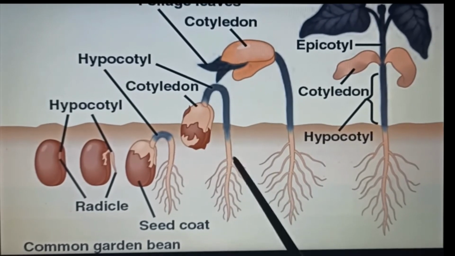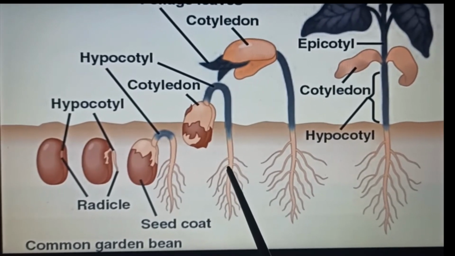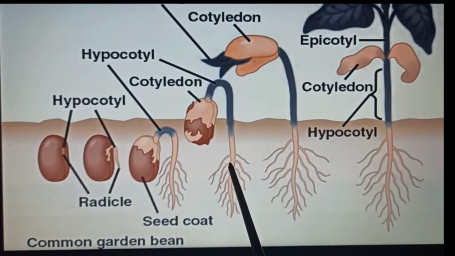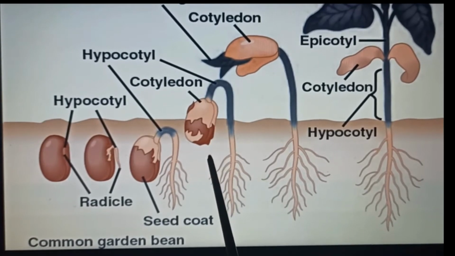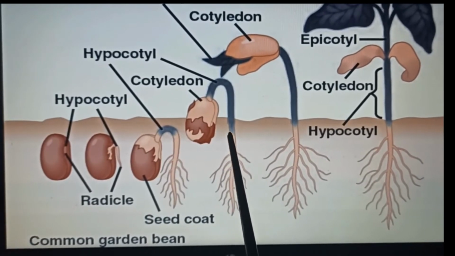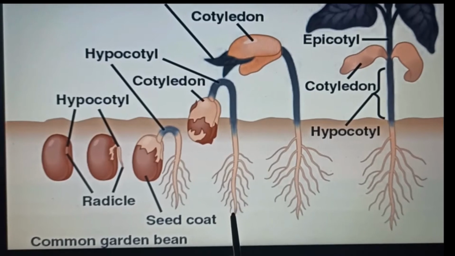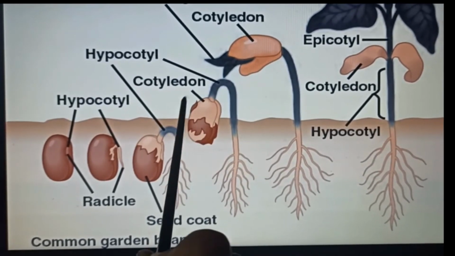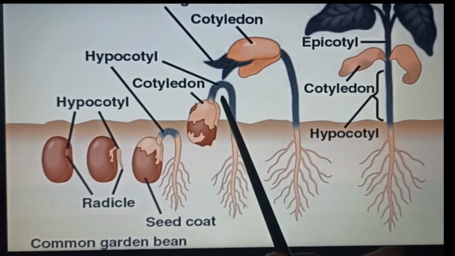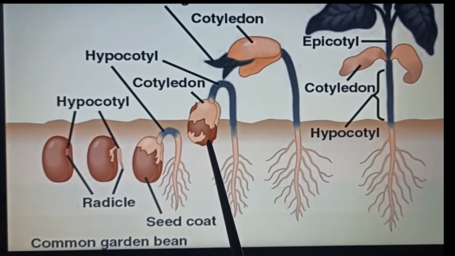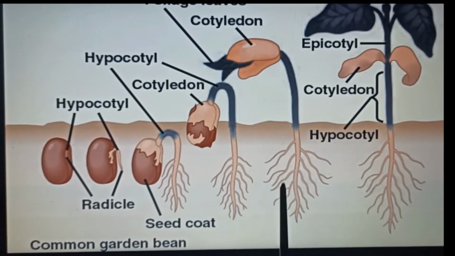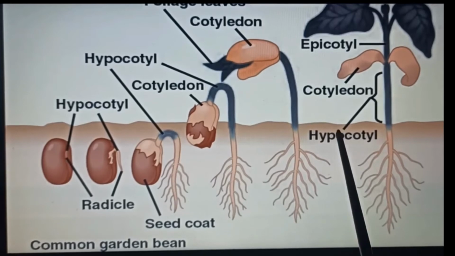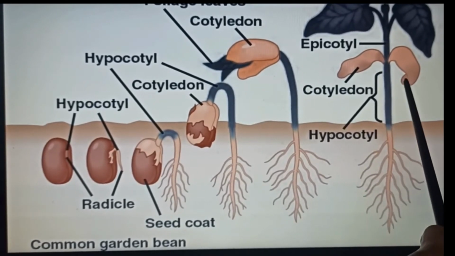When the germination starts, the hypocotyl elongates faster than the epicotyl. So what happens? The hypocotyl elongates faster, and that's why the cotyledons get pulled out above the soil. This type of germination is called epigeal germination, in which the cotyledons come out of the soil.